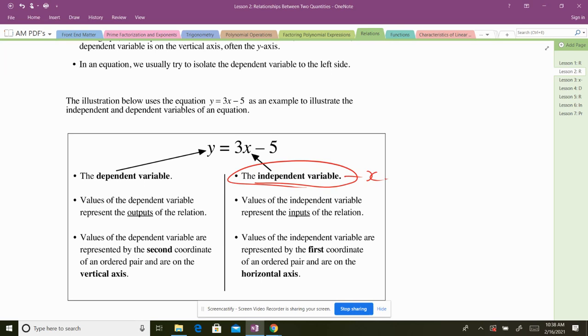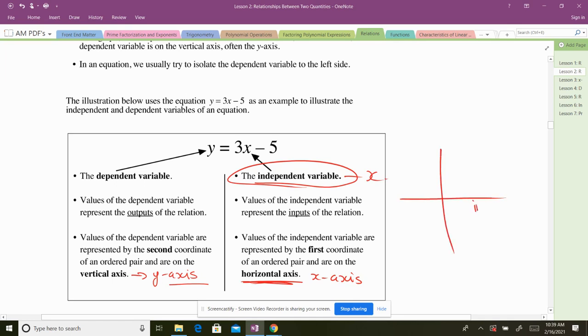The independent is always on the horizontal, or the x-axis. The dependent is always on the vertical, or the y-axis. So if you were sketching a graph, this would be the independent, and this would be the dependent. We're going to do a fair amount of this.